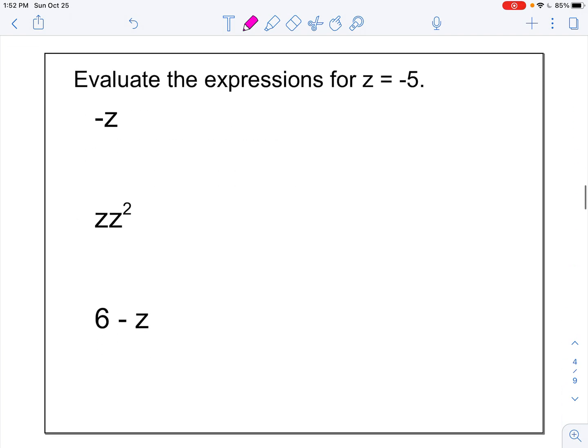So let's come down here. Evaluate the expression for z equals negative 5. So you can see that when I'm looking at this z right here, there's already a negative sign in front of that z, but that would be considered an opposite. So when I read this expression, I'm going to say the opposite of z. So when I substitute that in, this opposite stays there, and then I substitute in negative 5 inside parentheses. So now when I read it, it's the opposite of negative 5.